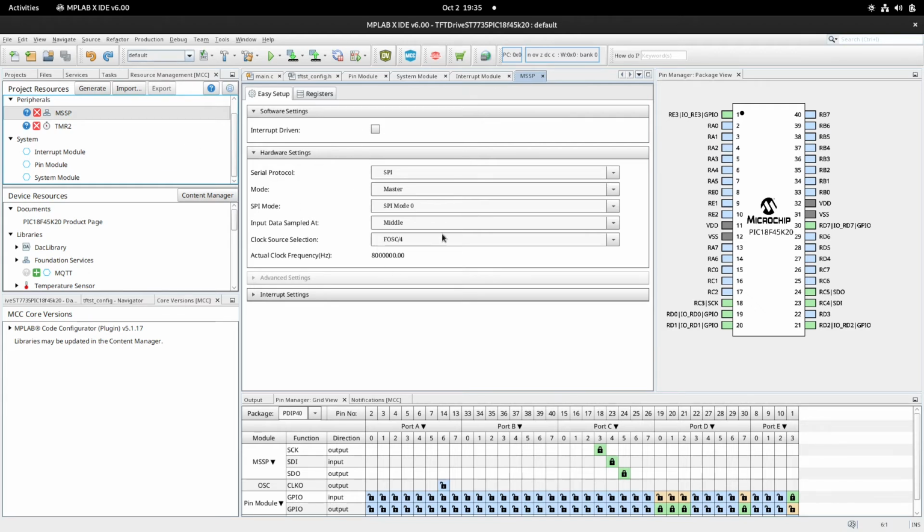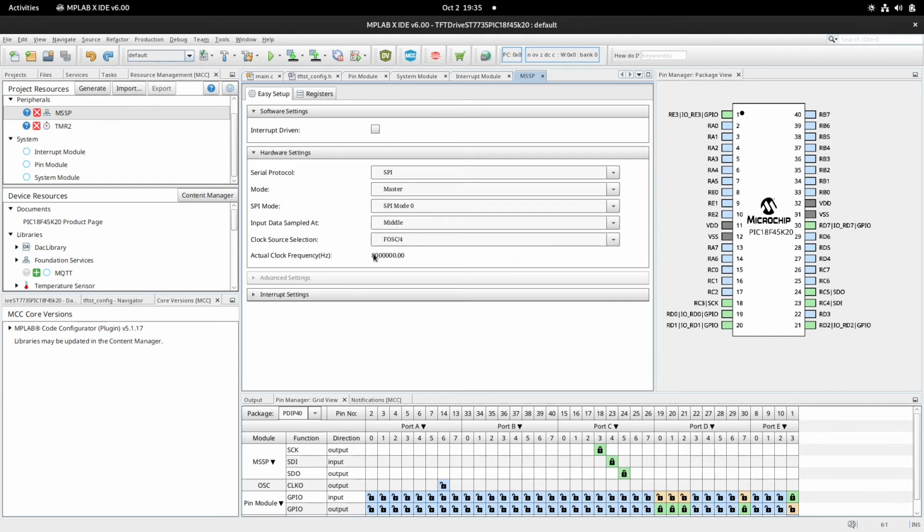And there are some real simple options here. We want the serial protocol to be SPI. We want the mode to be master. So this means this device will be generating the clock and picking the chips to communicate on the SPI bus. SPI mode isn't important. These displays work with both 0 and 3. Input data sample at middle is the default value. It will just work. And with the clock source selection, I picked F oscillator divided by 4.